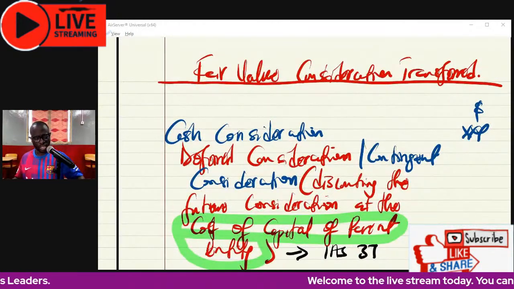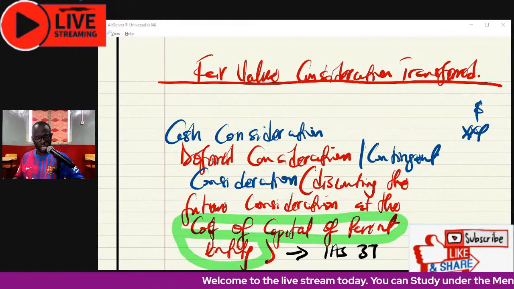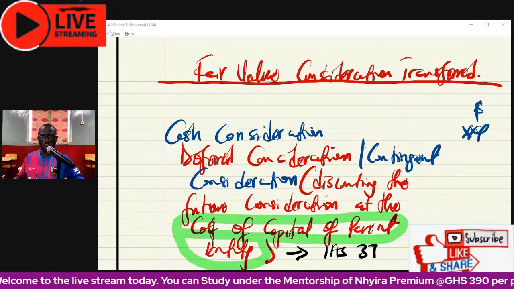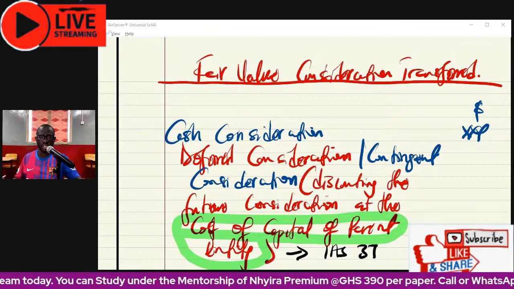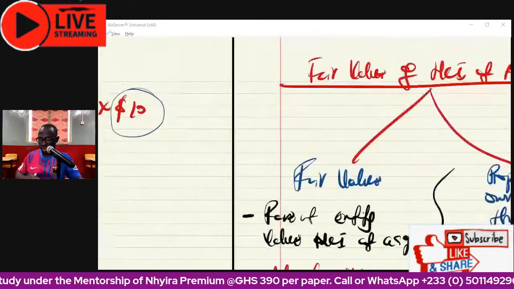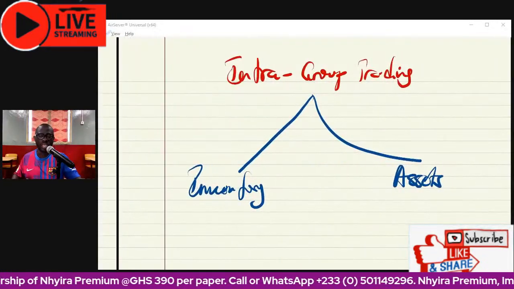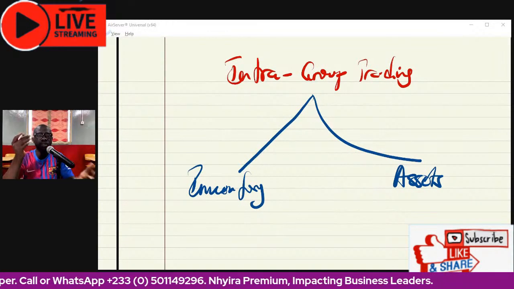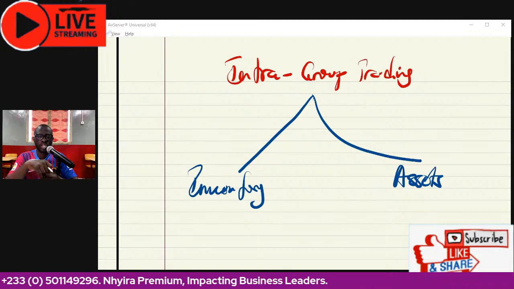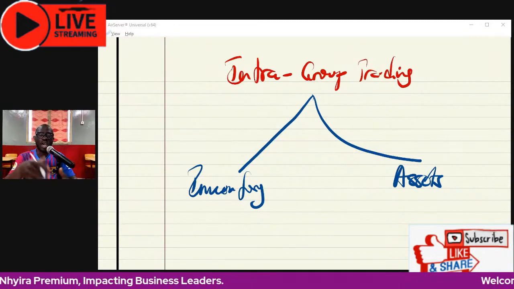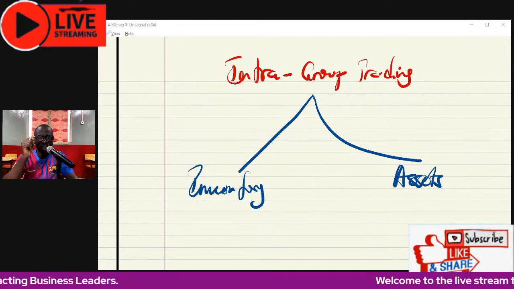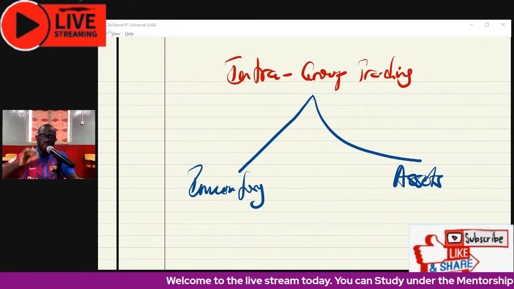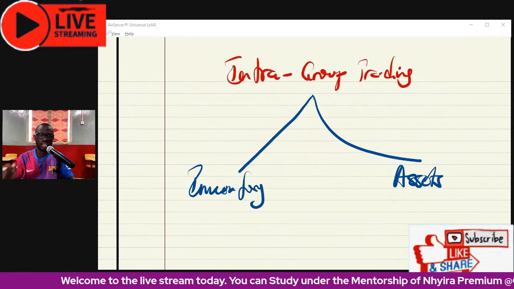What we want to look at today generally is to look at the intra-group trading. One of the key areas that we need to look out for, almost always, in every consolidated financial statement, there is going to be intra-group trading, and we want to find out how we eliminate that. Now, when dealing with consolidated financial statement, the principle is that all intra-group trading transactions must be removed or eliminated on the face of the consolidated financial statement. All intra-group transactions must be removed or eliminated on the face of the consolidated financial statement.